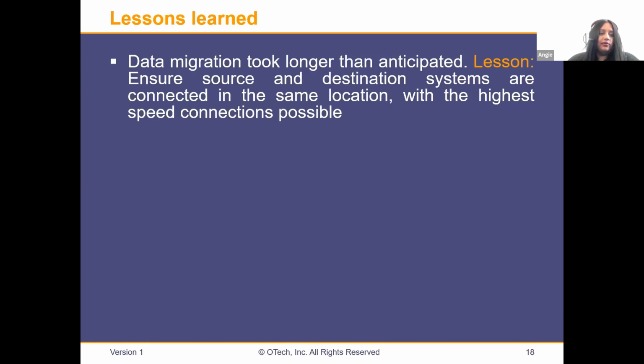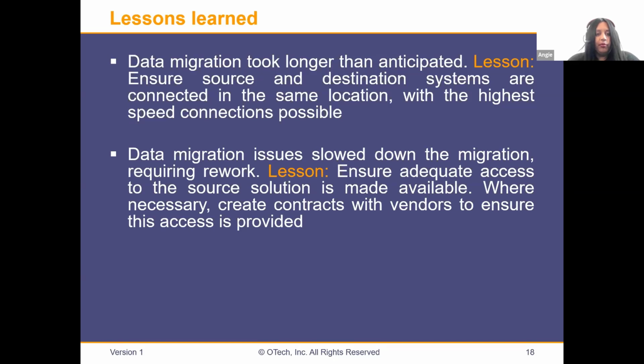Jumping just to the lessons learned. So really there were a couple of key things, really surrounding the data migration. Taking much longer than anticipated was one of the biggest issues and challenges for the project. I spoke about multiple networking investigations, but essentially the key lesson learned for any large data migration project, where it's possible, is to ensure the source and destination systems are connected at the same location with the highest possible speed connections. And that really helps with the throughput and keeping all your estimates for completing data migration.